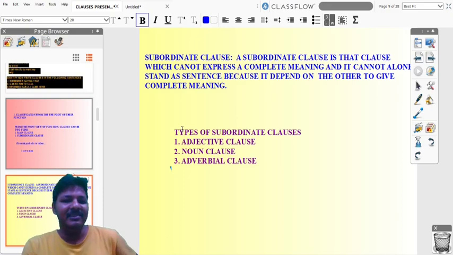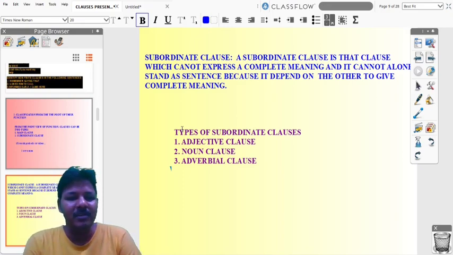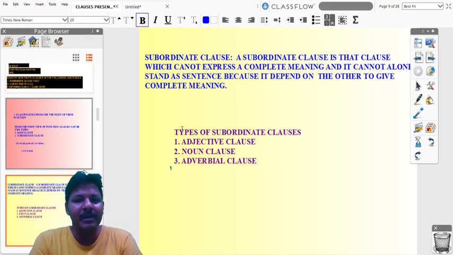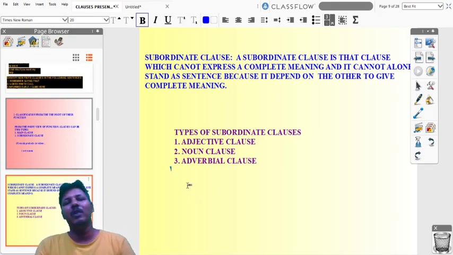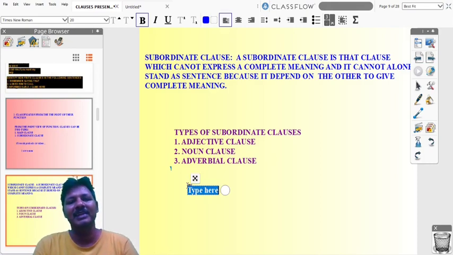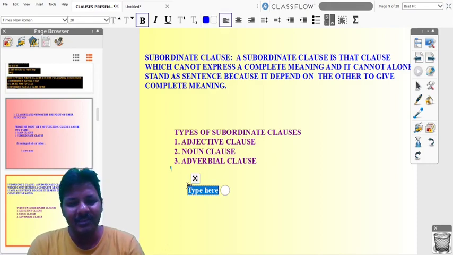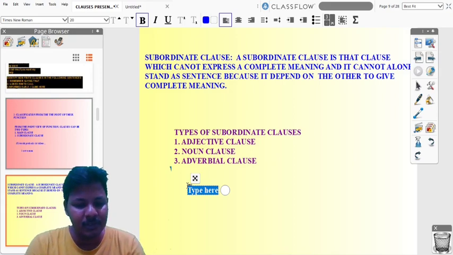As I said earlier, we have three types of clauses: adjective clause, noun clause and adverb clause. Friends, we will start with the adjective clause. Before I discuss the adjective clause, we should know what an adjective is and what the function of an adjective is in a sentence. An adjective is a word which modifies nouns. To modify nouns means it gives information about the nouns, friends. So let me give an example so that you can understand well.